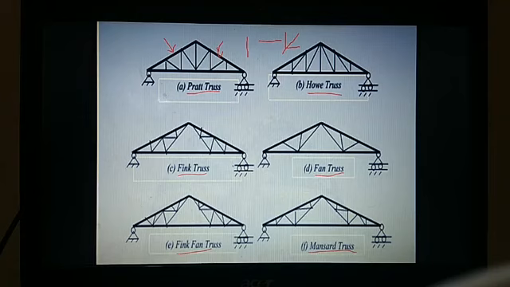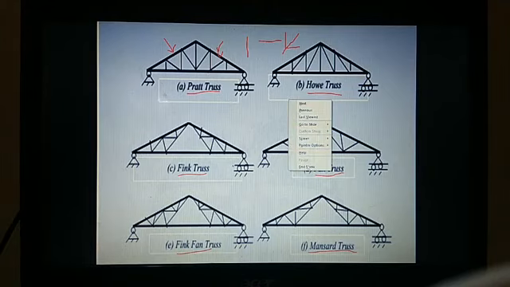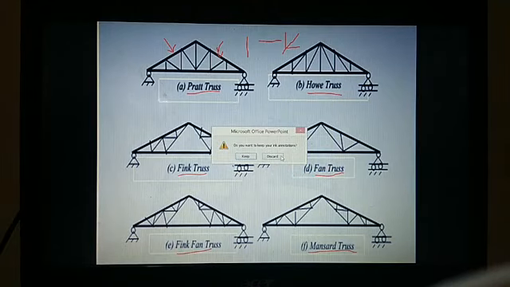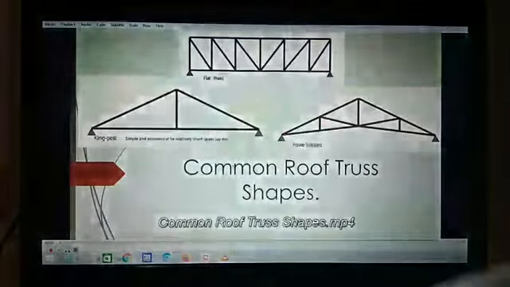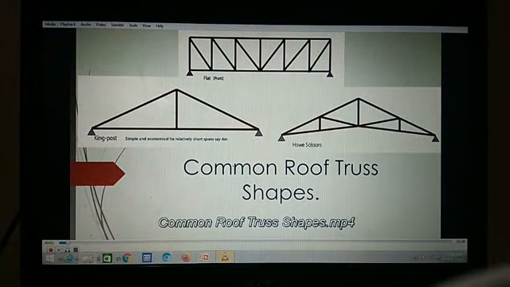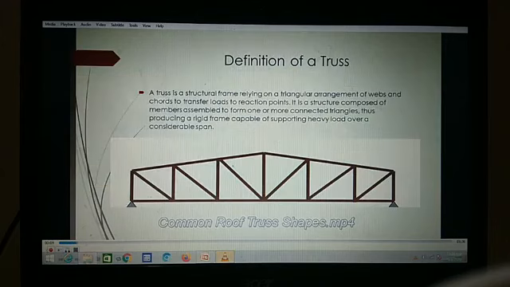I will let you know that tomorrow in my regular class, where I will show you the trusses based on their spans. Even in the presentation it was provided. Let me show you one small video on the different types of trusses available. Just one minute. Let's see what the common roof trusses are.